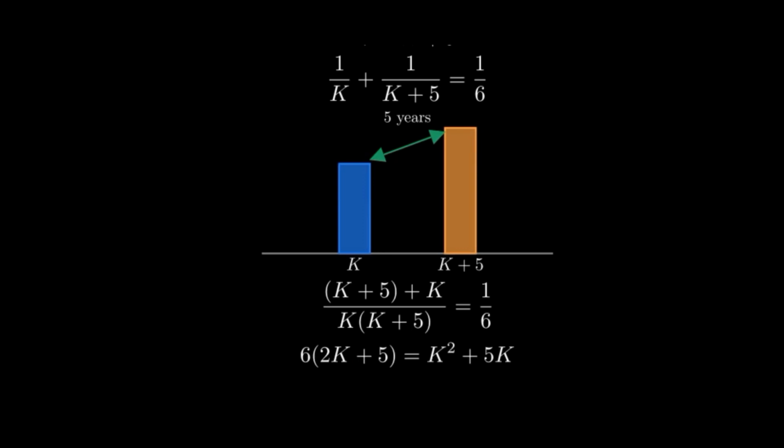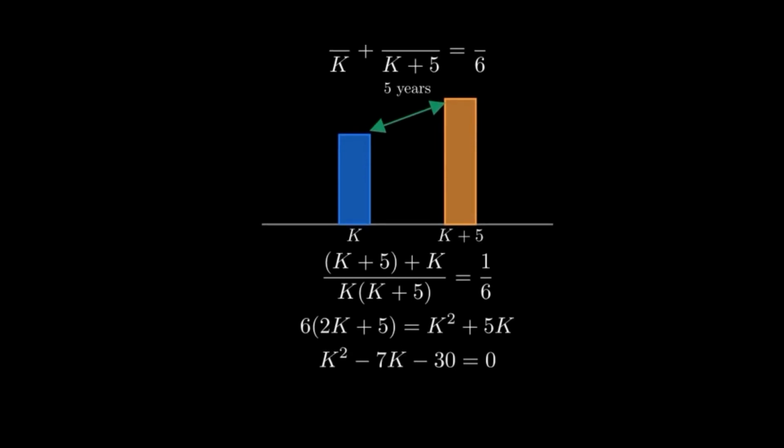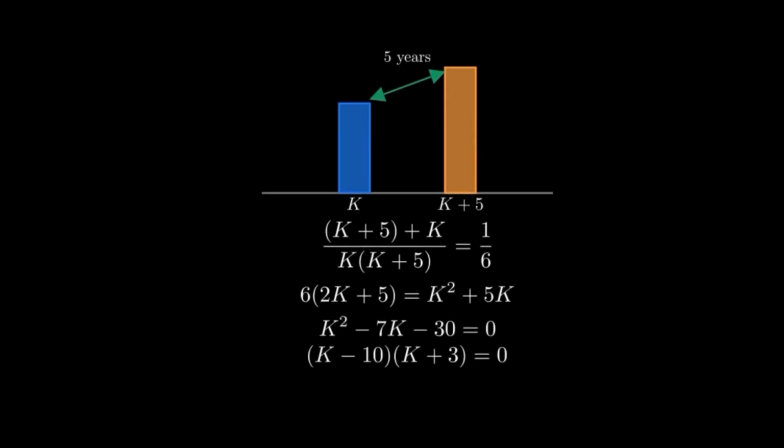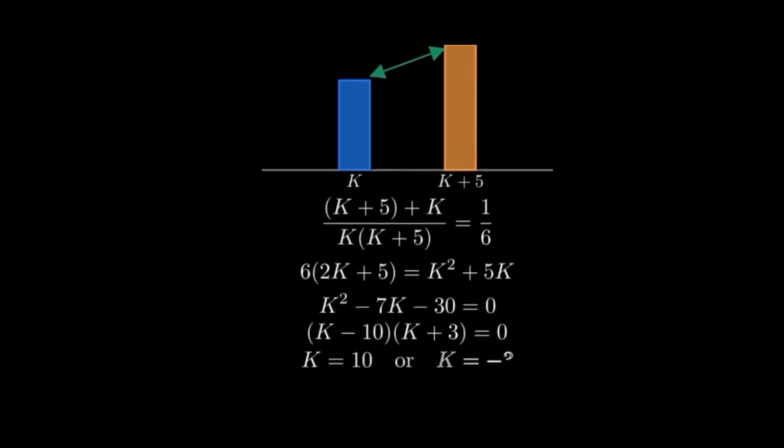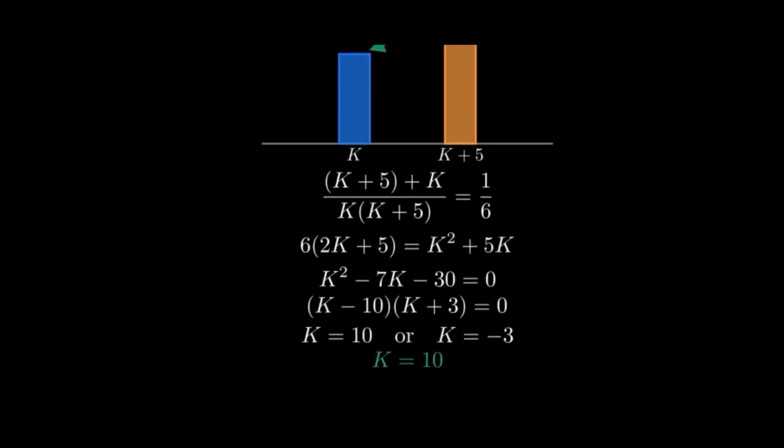Now we expand and bring everything to one side to form a quadratic. We get k squared minus 7k minus 30 equals 0. This factors into (k minus 10) times (k plus 3) equals 0. The solutions are k equals 10 or k equals negative 3. Since age must be positive, we discard negative 3 and keep k equals 10.